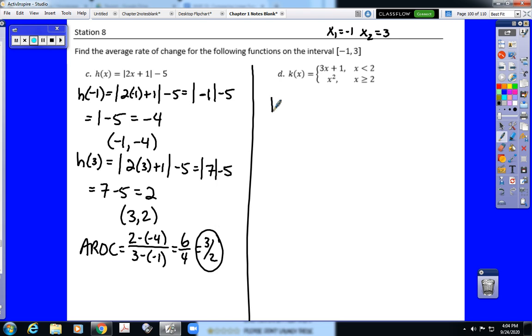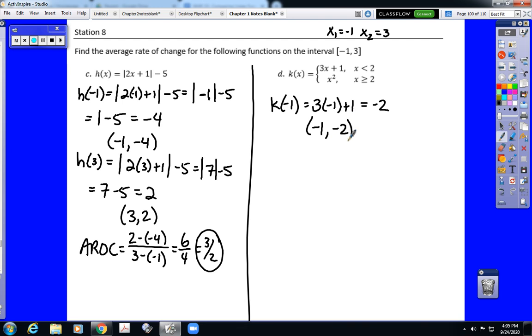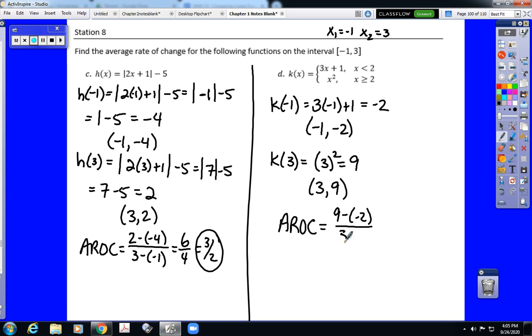Finally, on k of x, it doesn't change anything other than we have to plug into the correct piece. So k of -1 would be the top piece. That would be 3 times -1 plus 1, which would be -2. So the point is -1, -2 for the graph. K of 3 would get plugged into the bottom piece. That would be 3 squared, or 9. So 3, 9 would be the other point we're finding the average rate of change with. 9 minus -2 over 3 minus -1. That would be 11/4. Does not reduce, so that is our answer.